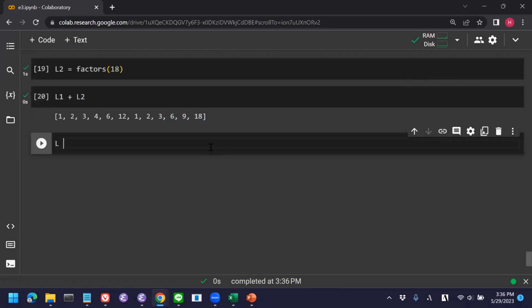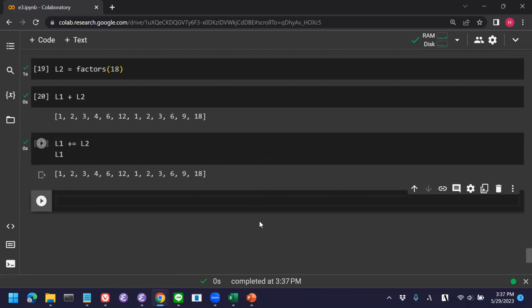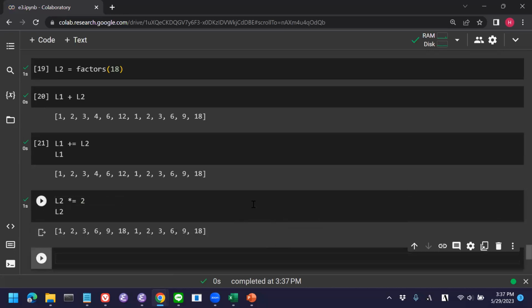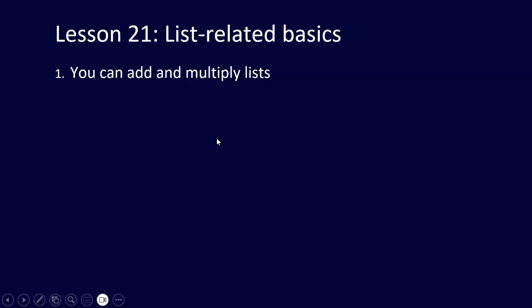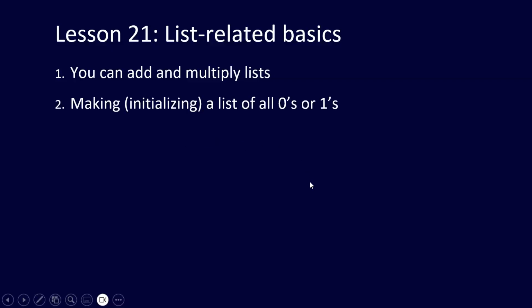Or you can change L1 by adding L2, and then you can see what L1 now is. Now L1 has changed to the sum of L1 plus L2. Can you see that? It's non-reversible, so you can do this. Or L2 times 2, and this will produce L2 plus L2. So this is what I mean by you can add and multiply lists.